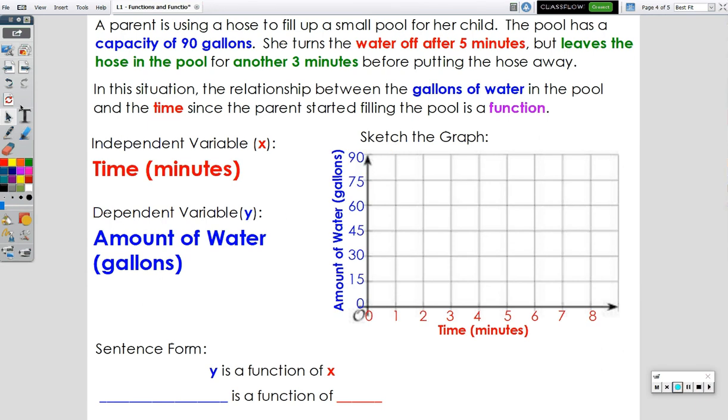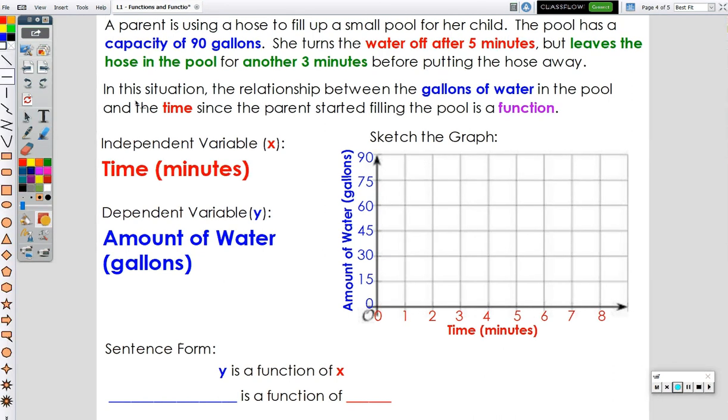Our x values will go across the bottom, so our amount of water, that's our y value. That's going to go up the side. Our dependent variable, amount of water, goes on the left, and across the bottom, that's our independent variable, our time. So what we're going to do is we're going to draw a graph. We're just going to sketch it based on what we see here.